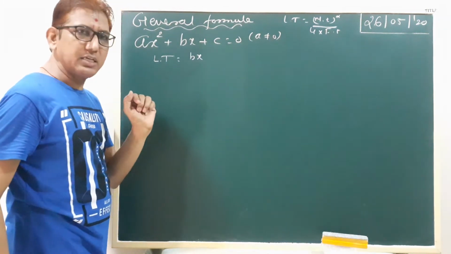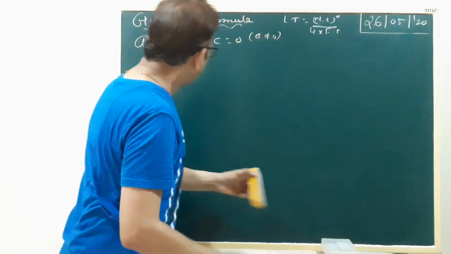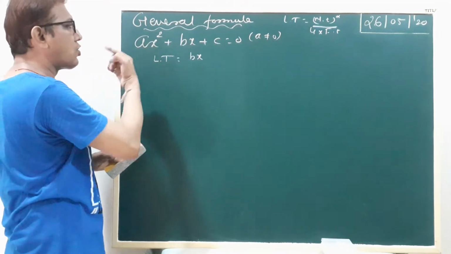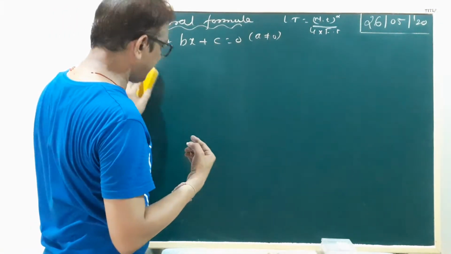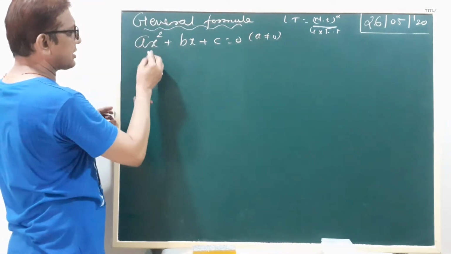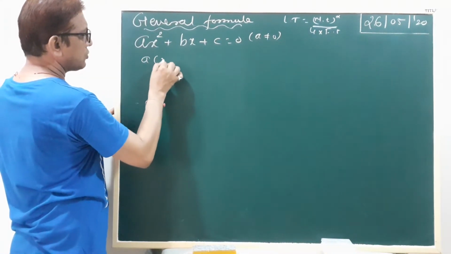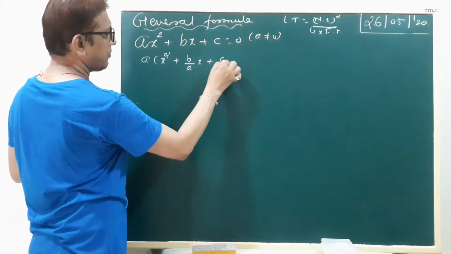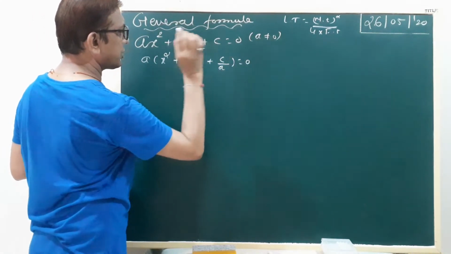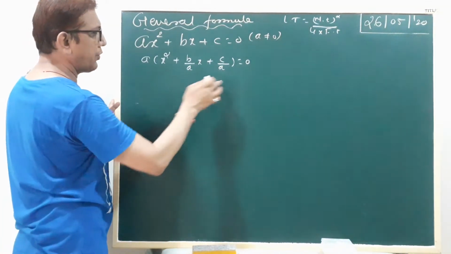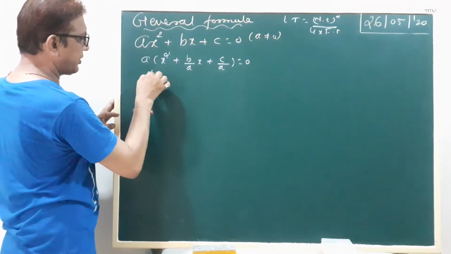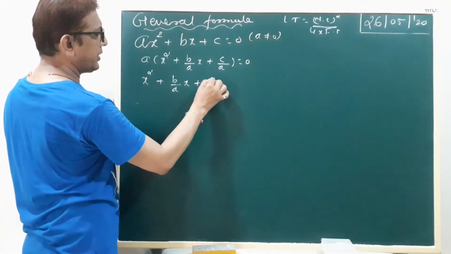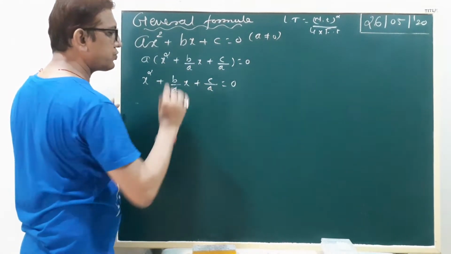In the last video lecture we also saw another method. If the coefficient of x square is not a perfect square, then we take it common. So the first step is to take a common. Now a is common. So x square plus b upon a x plus c upon a equal to 0. Is that clear? Now a is in the denominator. So our quadratic equation is x square plus b upon a into x plus c upon a equal to 0.